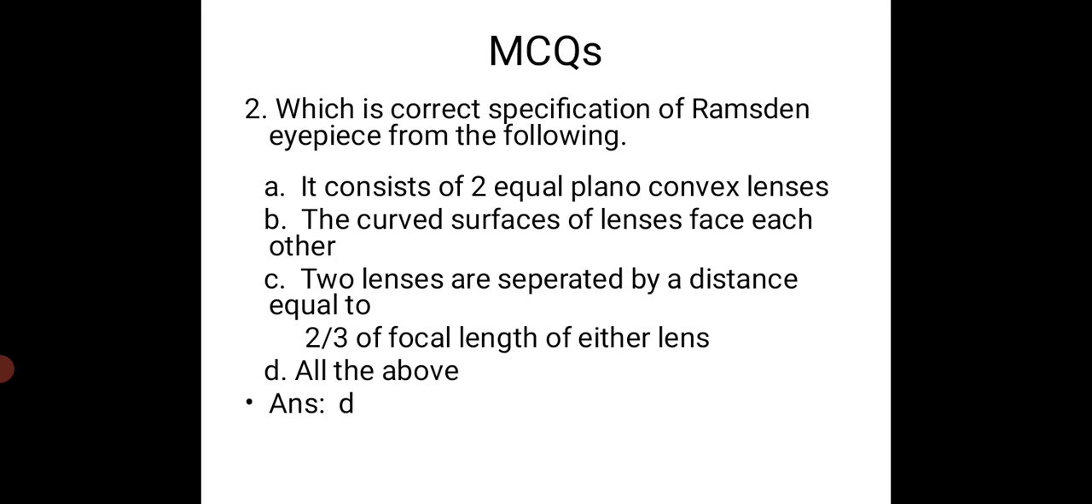Which is the correct specification of the Ramsden eyepiece from the following? It consists of two equal plano-convex lenses, true. The curved surfaces of the lenses face each other, true. The two lenses are separated by a distance equal to 2/3 of the focal length of either lens, true. So the answer is all of the above.